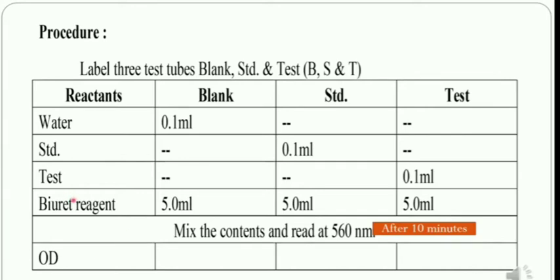After that, we will dispense 5 ml of the Biuret's reagent. We will mix the contents of each tube separately and then wait for 10 minutes and then take the reading at 560 nanometers. Now, if your equipment does not have this wavelength, then you can take a wavelength close to 560 nanometers, which may be 540 or 570. That will give you reliable readings.